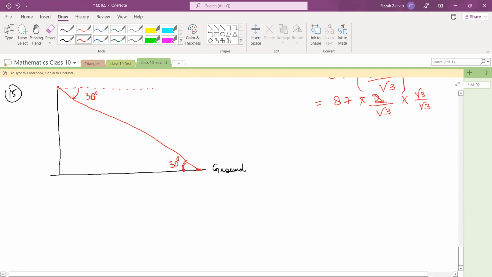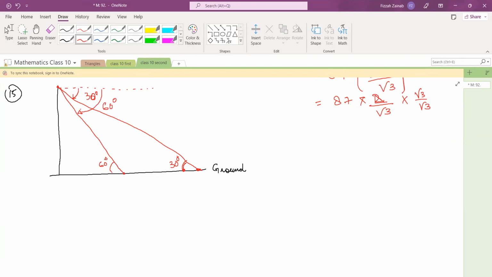Now the car is approaching towards the foot of the tower with a uniform speed. 6 seconds later, the angle of depression of the car is found to be 60 degrees. So the car has moved and the angle of depression is now 60 degrees. So now this angle has become 60 degrees. So alternate interior angle, this one is also 60 degrees. Clear? 6 seconds later, fine.